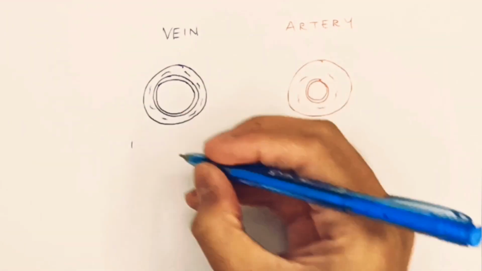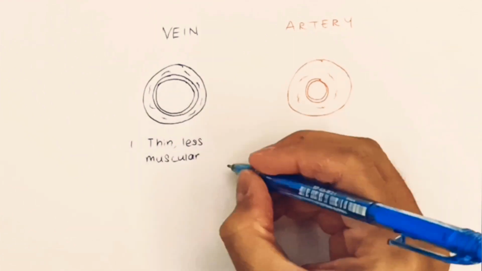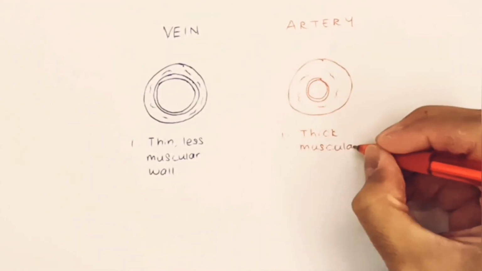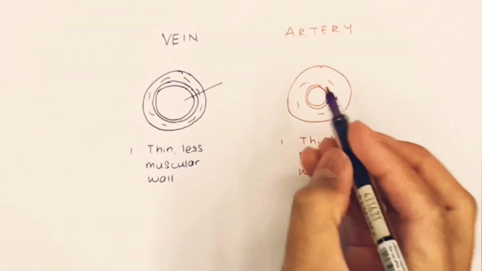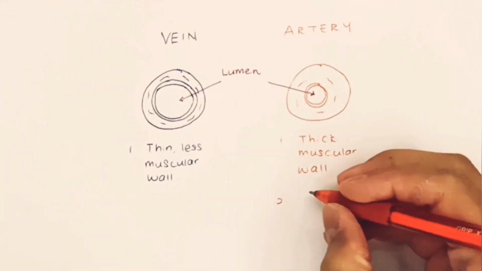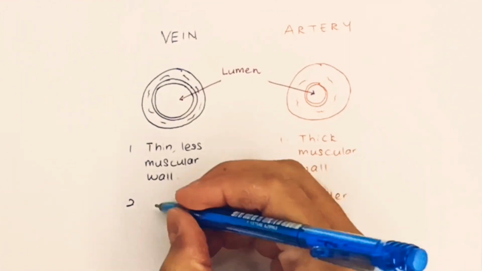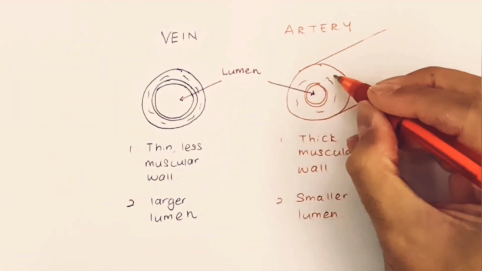Vein has thin, less muscular wall, but artery has thick muscular wall. Both walls are elastic. The hole in the middle is called lumen. As you can see from the drawings, vein has larger lumen than artery. Artery has smaller lumen.